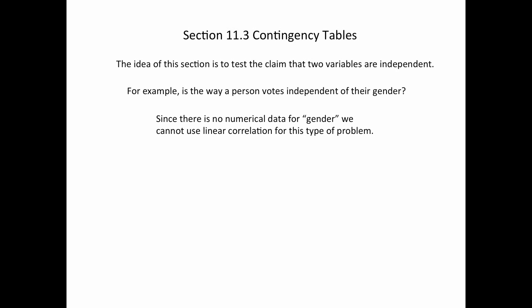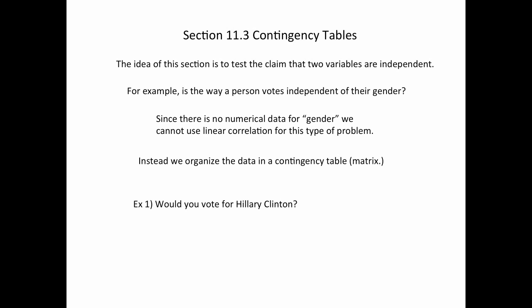With gender, there are only two categories, male and female, so there's no numerical data. You can't say gender is 7.3, 8.6, 5. Consequently, we can't use linear correlation, which was another way that we compared two variables. So we're going to organize the data in a contingency table. And here's an example. I just made the numbers up for this.